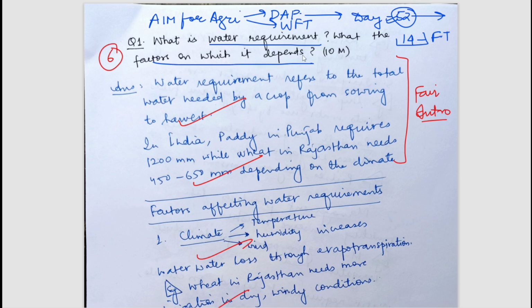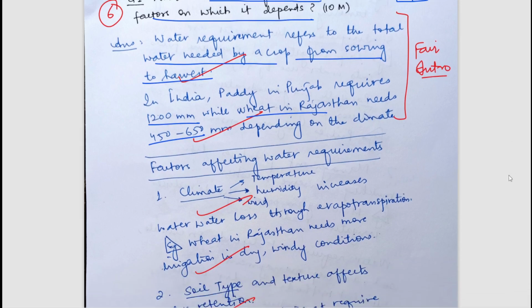So what is water requirement? It is the water required by a crop, or you can simply say it is the water needed by a crop from sowing to harvest, that is, the entire life cycle of a crop. The amount of water needed is its water requirement. For example, paddy in Punjab requires 120 centimeters, while wheat in Rajasthan requires around 45 to 65 centimeters. So these are the water requirements of particular crops.